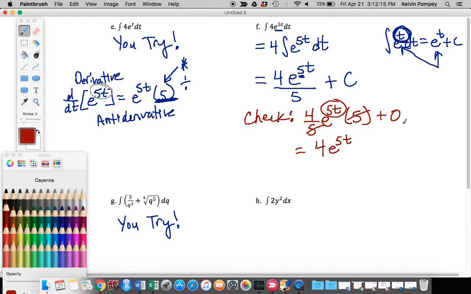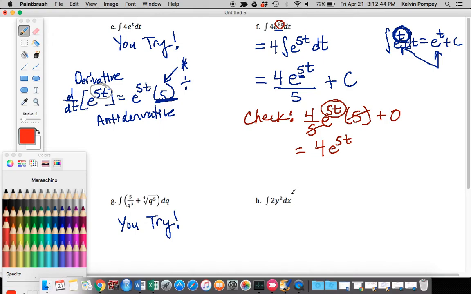Okay? And so when we have a constant multiplied in our exponent here, we undo what we do with the chain rule by dividing by that constant. Okay? Last but not least, and I just put this one on here because it's interesting. Okay? Note here I have the indefinite integral of 2y squared dx.